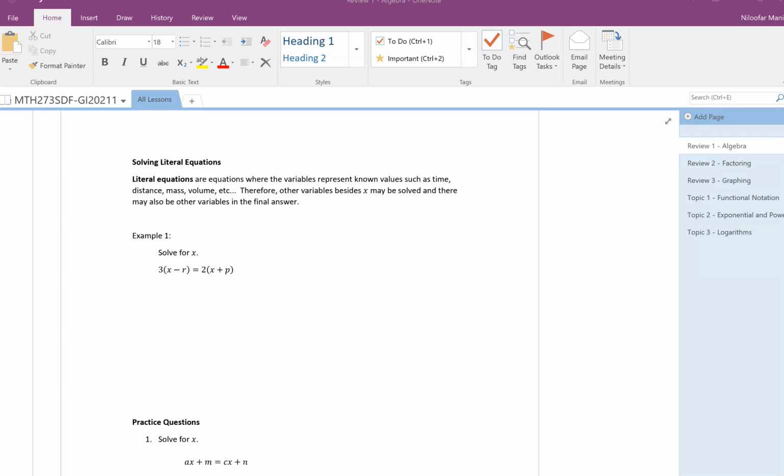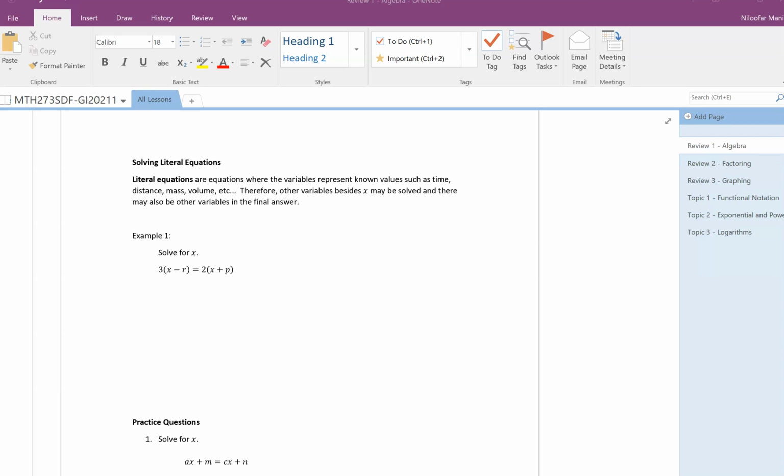So here we are solving literal equations. Literal equations are equations that have variables for known values. So far you had x and numbers, and you wanted to solve for x. I mean, you have one unknown and you want to solve for that unknown, but the rest were numbers. But right now you have, for example, x, you want to solve for x, but you have r and p and t and v and those things, and they are known for you. You know the value, but not in the equation.